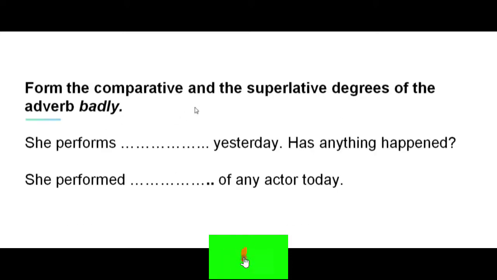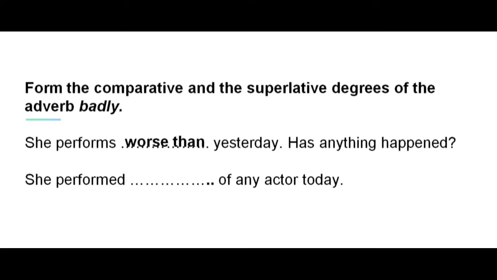Now form the comparative and the superlative degrees of the adverb badly. She performed badly yesterday. Has anything happened? She performed the worst of any actor today. She performs worse than yesterday. Has anything happened? She performed the best of any actor today.